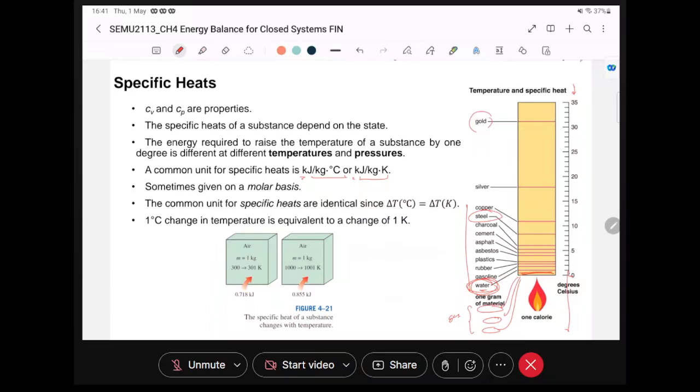Okay, and sometimes the specific heat can be given on a molar basis as well, per molar mass, not necessarily per kg mass. So in that case, you just have to pay attention to the value given. But for practice, most of the time we use kg, much easier.